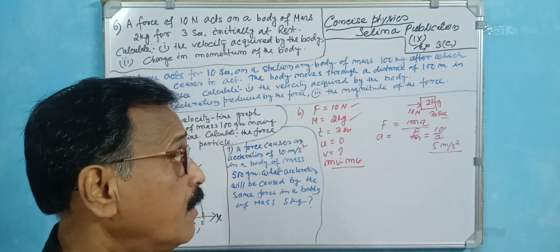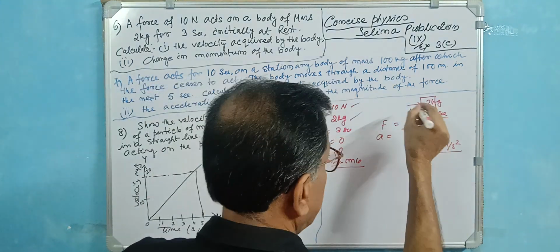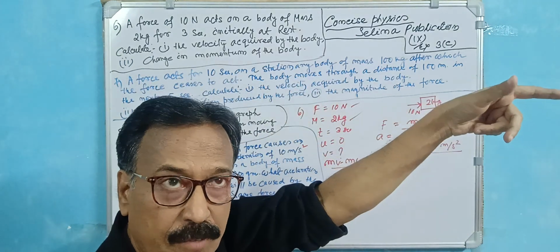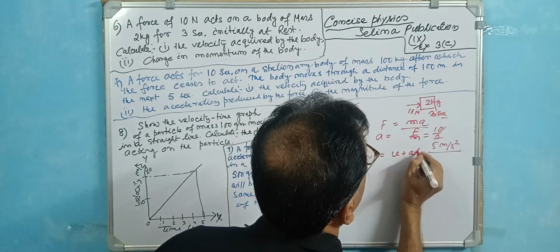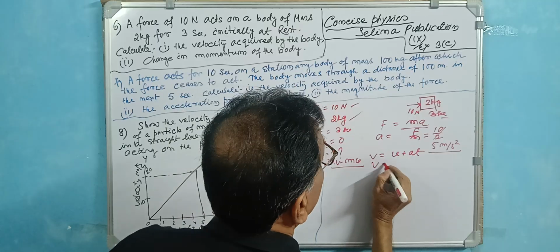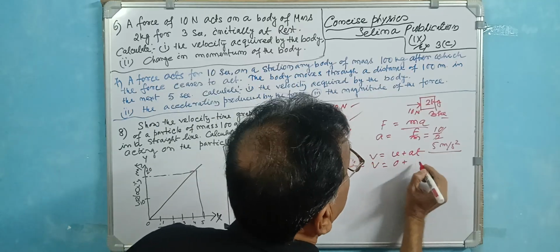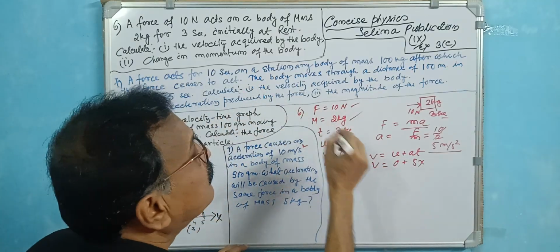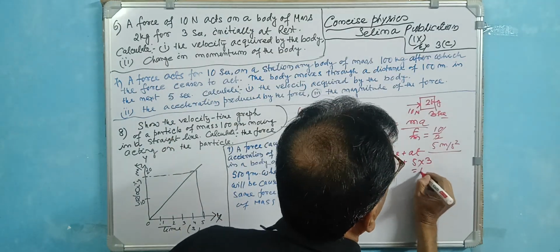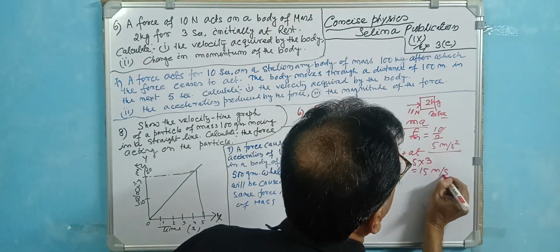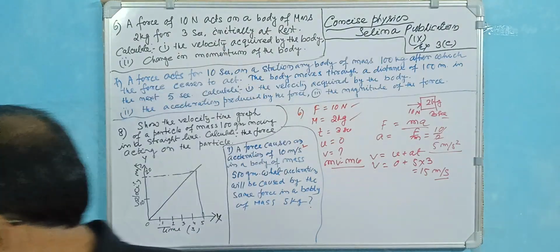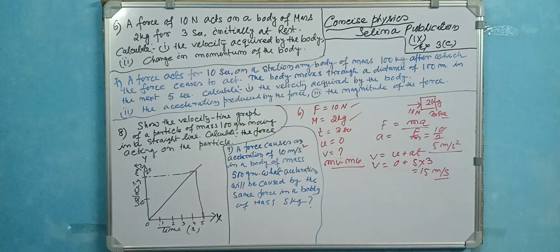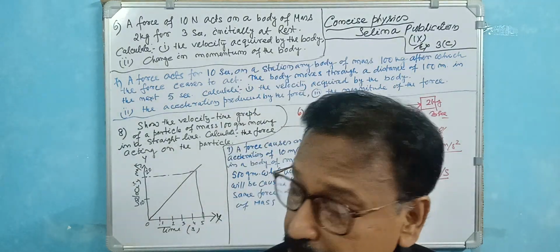Now, if the force is acting, the velocity is increased. So what is the formula? V is equal to U plus at. So V, you know U is 0, a you calculated here, and t is 3 seconds for which the force acts. So 15 meter per second. That is the velocity acquired. Is it clear to you? Very important.